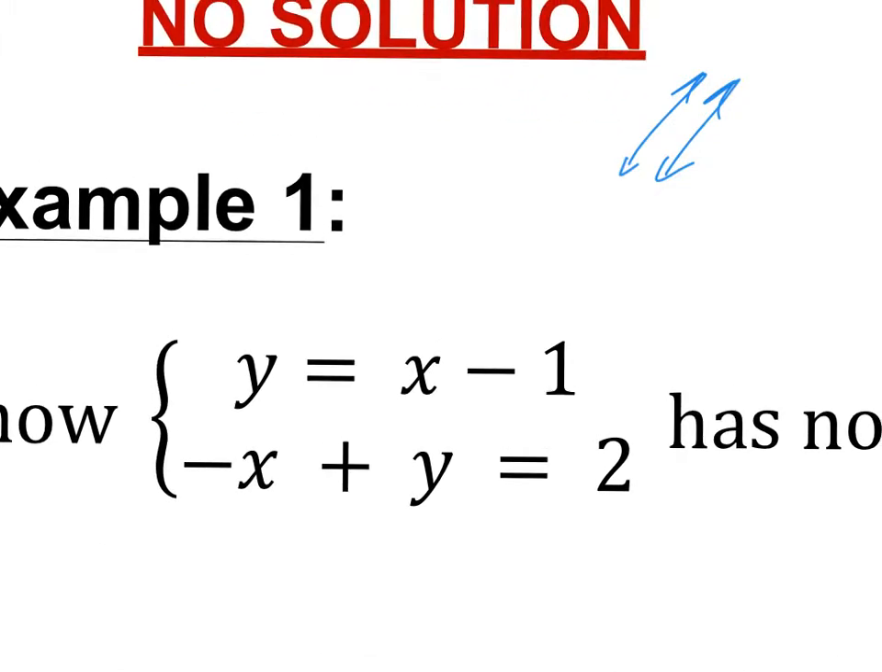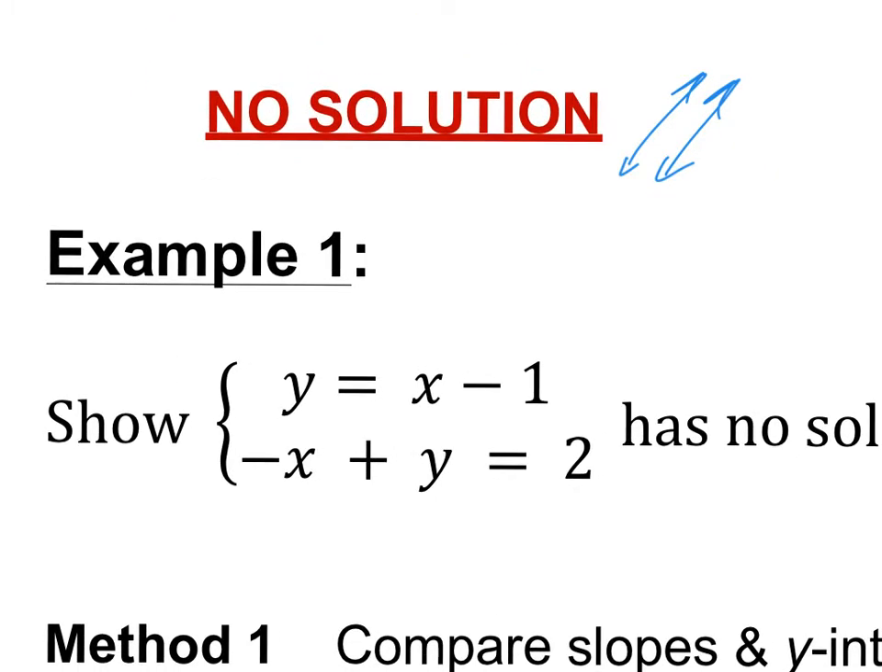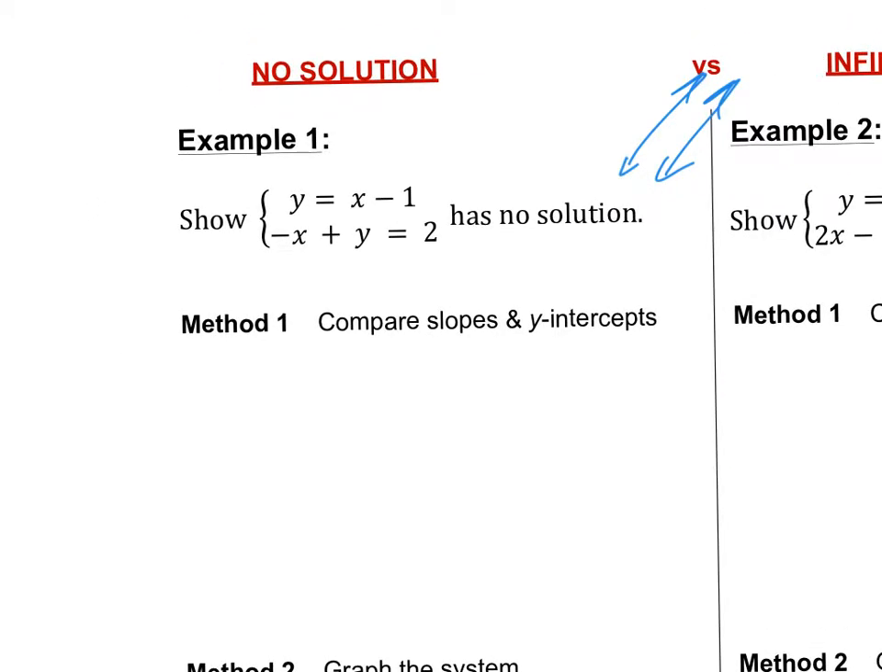So if I took this example, y equals x minus 1, and I took negative x plus y equals 2, these are two equations, therefore it's a system. The first way to actually figure out whether there's any solution is to look at the slopes, because if I know that the slopes are the same, then it means they never cross, which means that there's no solution, which means it's inconsistent. So let's look at the slope.